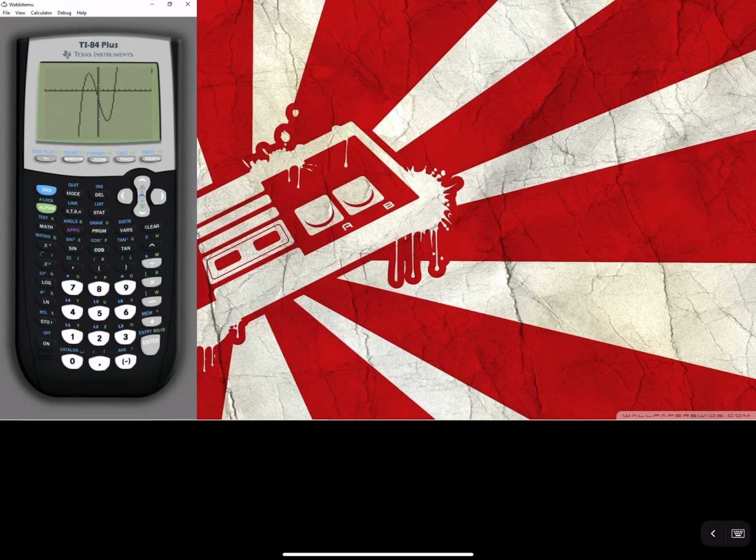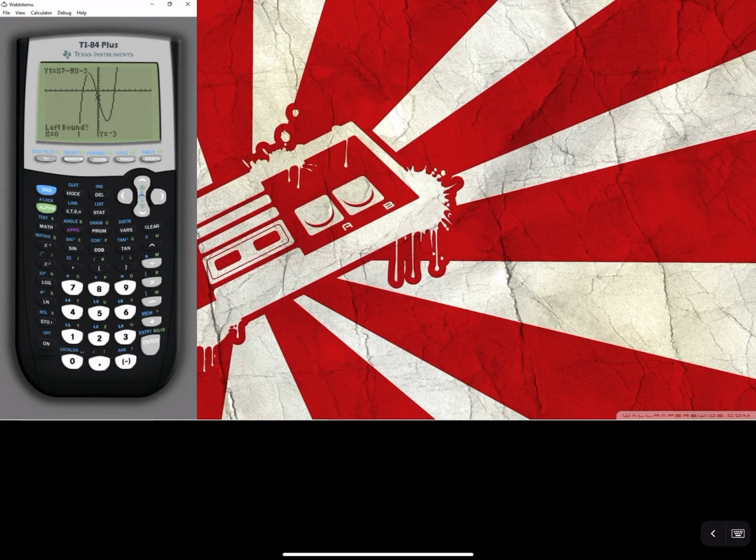There we go. That's a better picture. Now I want to figure out what the x-intercepts are. And here's how you do that. We're going to hit second calculate. I didn't hit calculate. Hit second calculate. That's above the trace. We're looking for a 0. So I choose that and I hit enter.